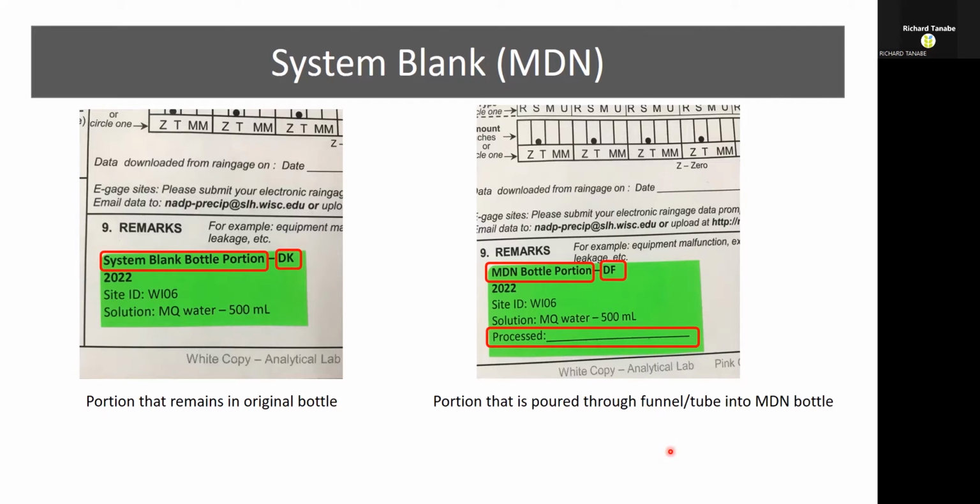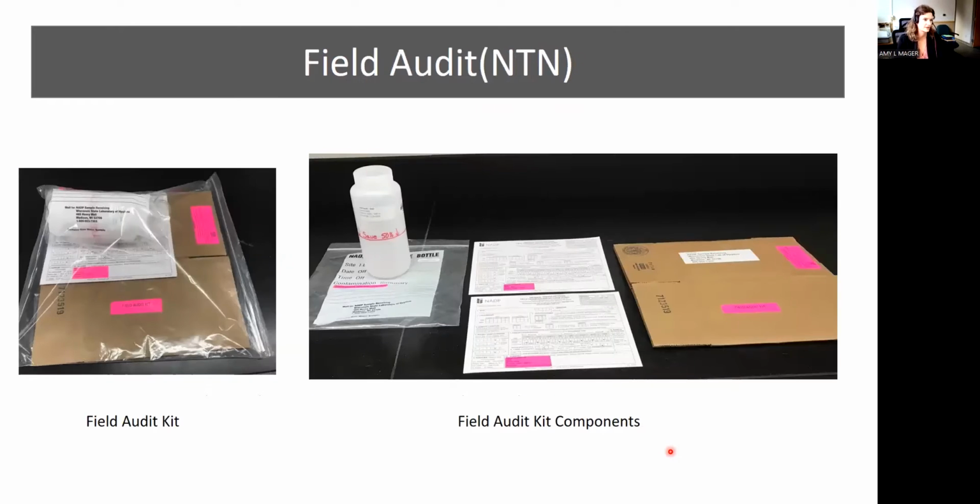All right, so let's move on then to the field audit. Again, this is a similar procedure that happens for the NTN network. What we're going to do here is create something we're calling a field audit kit. Basically it will consist of a 1 liter bottle that has the reference solution in it, the 2 field forms that you'll need, again, with the pre-populated labels, and also a return shipping box that you'll be able to put both samples and your field forms into, and return all in one shipment.